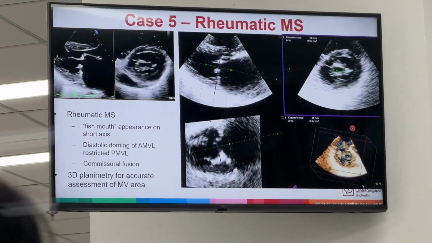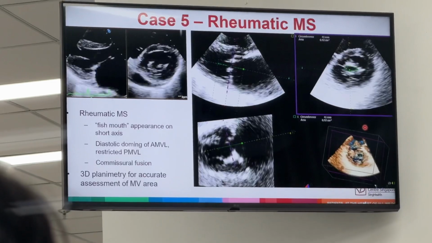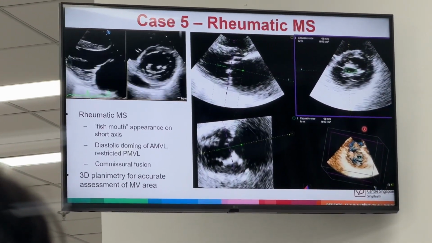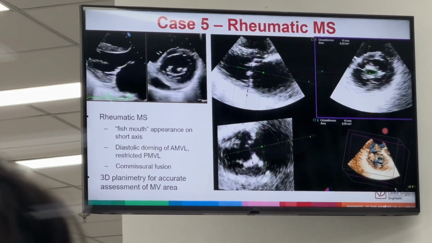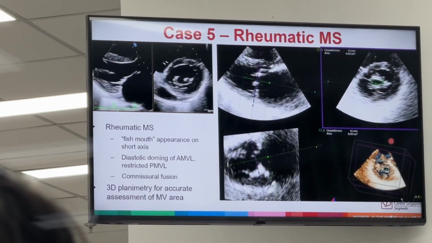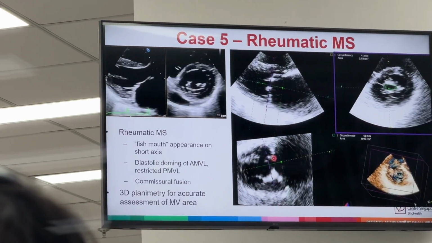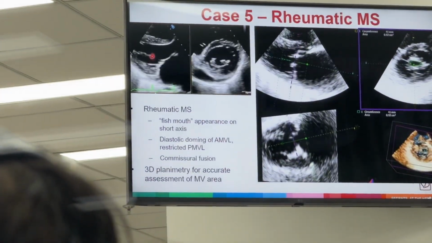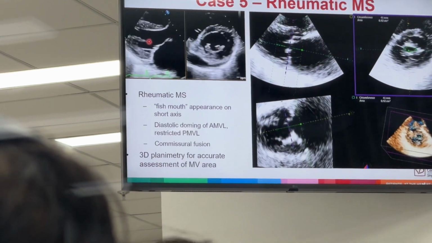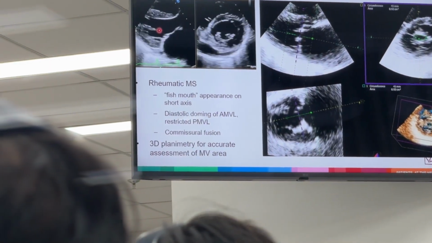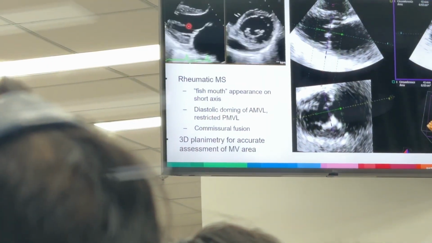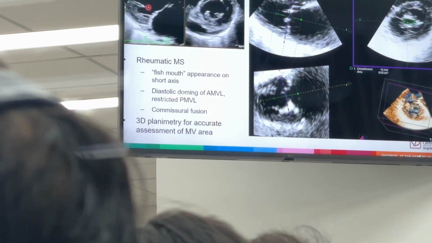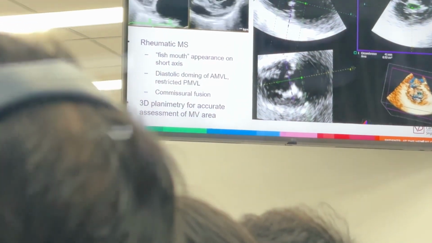So this is an example of a patient with rheumatic mitral stenosis. A very typical appearance on transthoracic two-dimensional echocardiogram. This is the parasternal long axis, and we do simultaneous orthogonal imaging, trying to actually cut at the tip of the leaflets during the study to assess the mitral valve opening area. But as you can see, this is not a precise way of doing it.